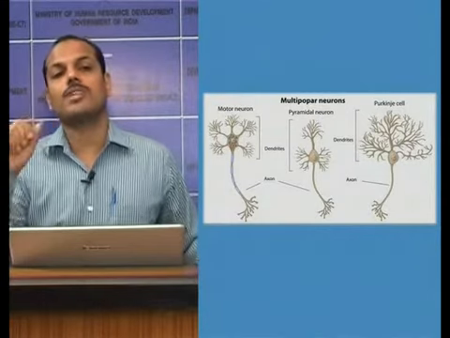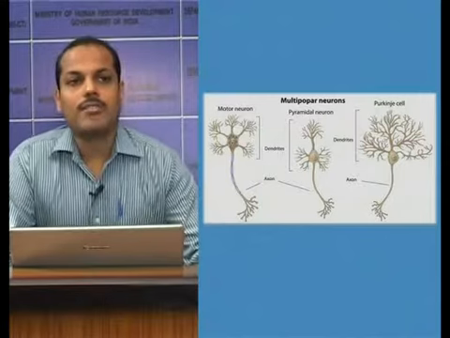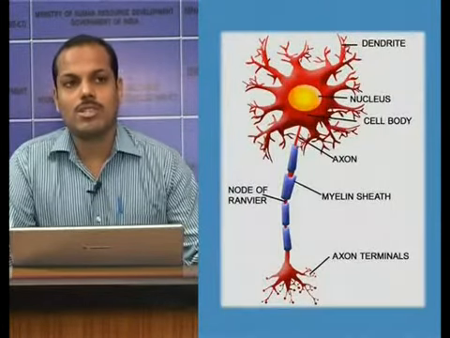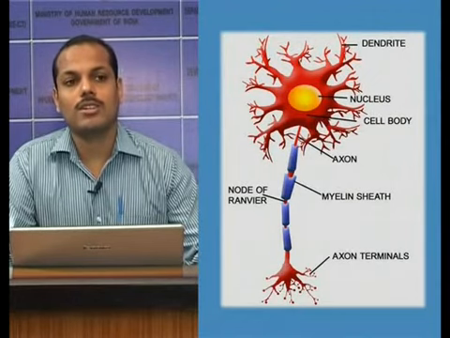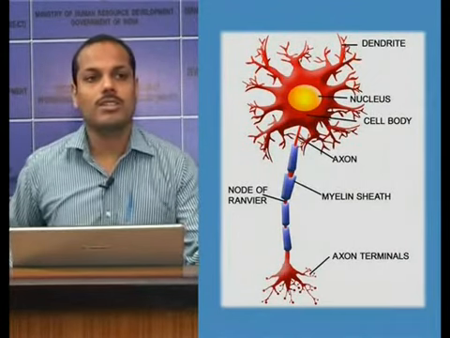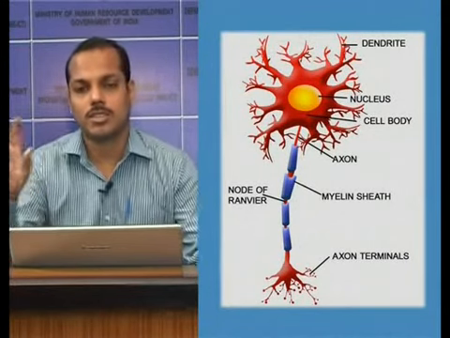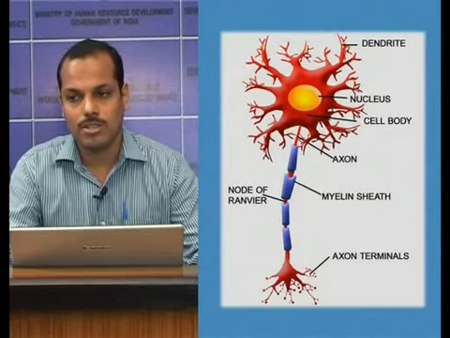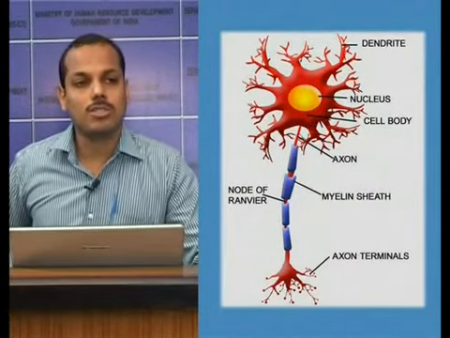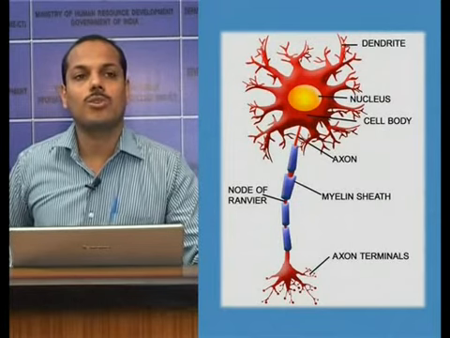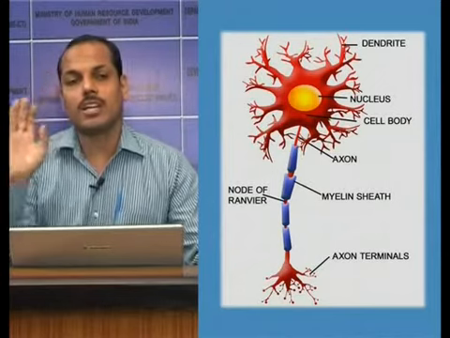Then, once we go through the cell body of the neuron, it has one nucleus. It has structures like the nucleus, Nissl granules, mitochondria, and neurofibrils. These are the main structures in the cell body. The nucleus is again like any other cell.